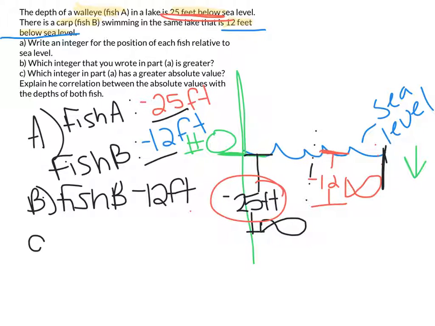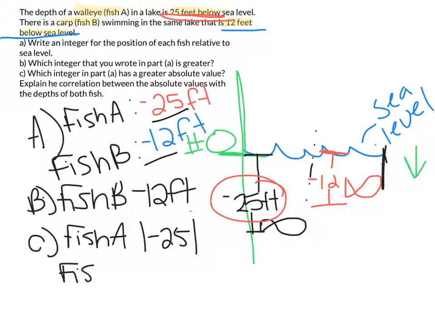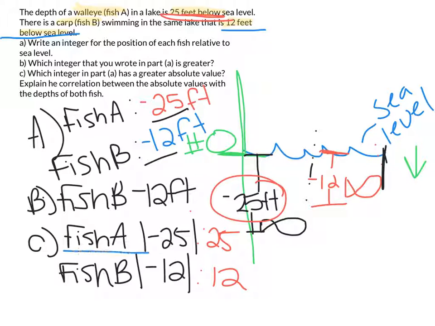All right, and problem C, it says, which integer in part A has a greater absolute value? So let's write the absolute values. So fish A has an absolute value of negative 25, and fish B has the absolute value of negative 12. Okay, remember, if we rewrite the absolute values, it's going to be the positive number, the number of steps. Well, fish A is 25, and fish B is 12. Therefore, fish A would have the greater absolute value. Okay?